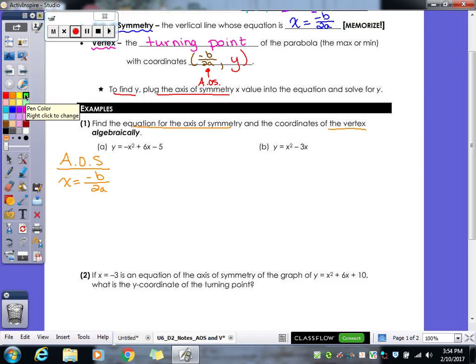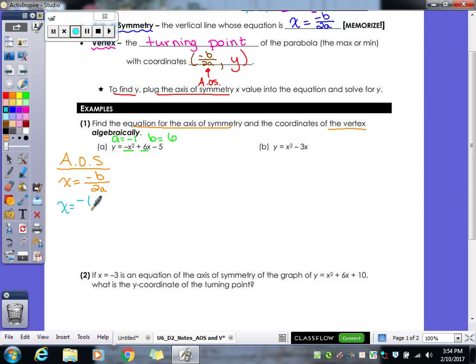So if we look back at our original problem here, we need to know two things from it. We need to know our a value and we need to know our b value. So again, the a value is the number in front of your x squared, which in this problem would be a negative 1. Your b value is the number in front of your x. So in this case, our b value would be a 6. So now I can go ahead and plug that in.